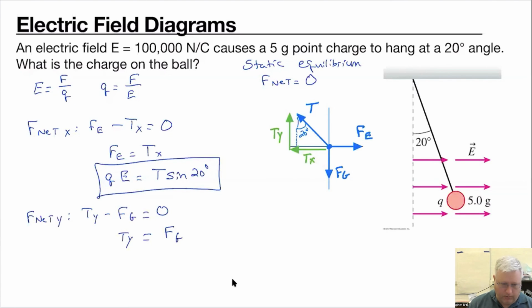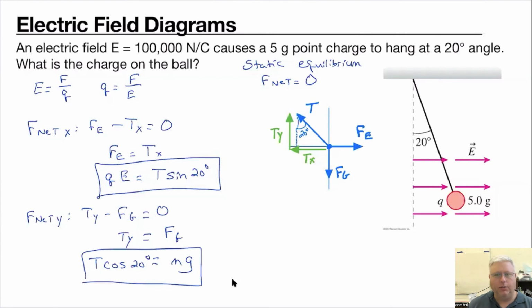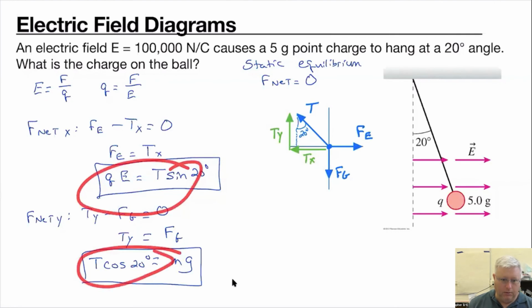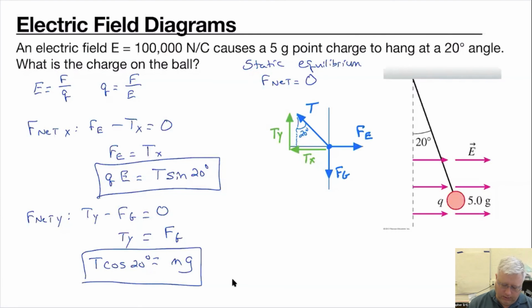So the y component of the tension is T cosine 20 degrees. Force of gravity is mass times gravity. And now we have a second expression there. So we still don't know what T is, so we could substitute it in, which is one way to do it. The other way we could do this is, since we have sine and cosine, if we can divide the two expressions by one another, what do we see is going to happen?